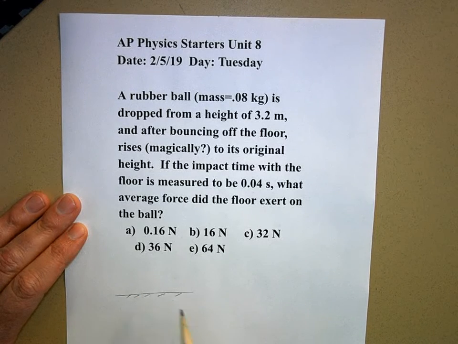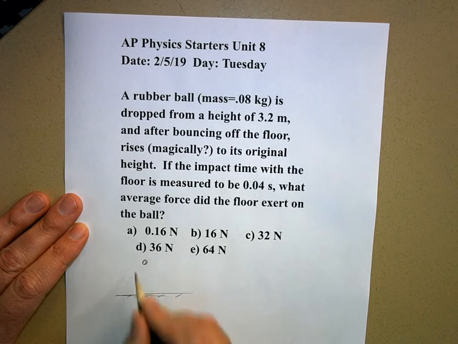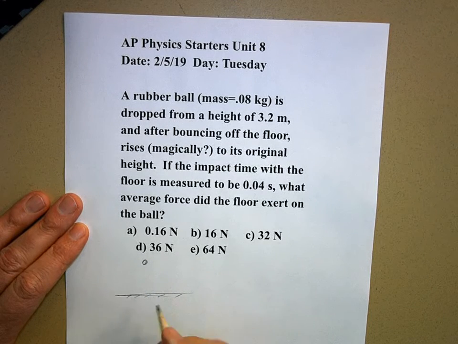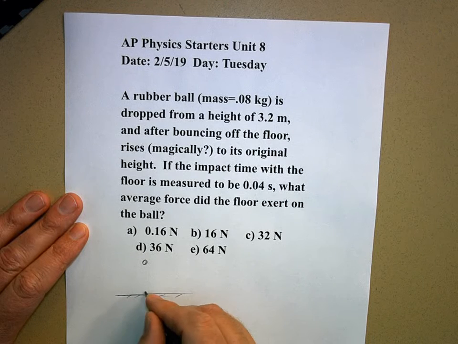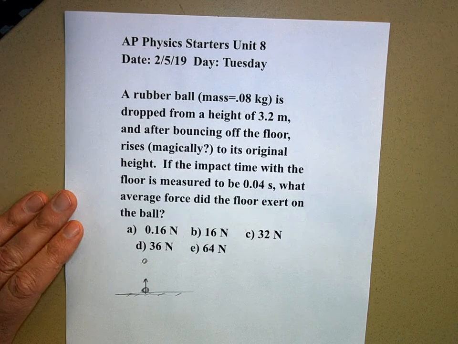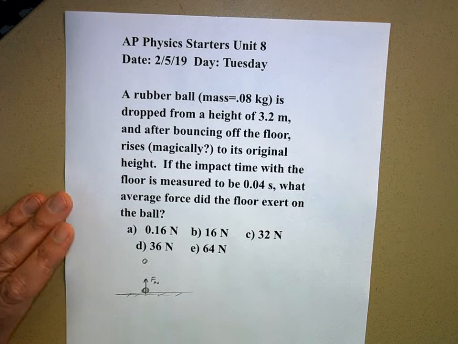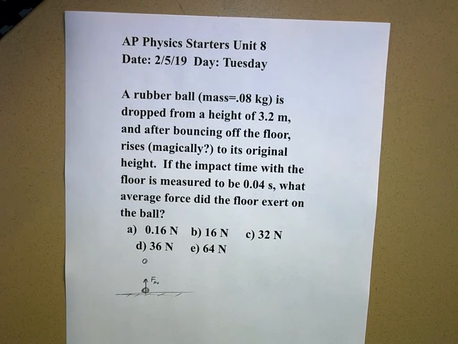So here's the floor, and here's the ball. You drop it from this height of 3.2 meters, so it's going to hit the floor here, and it's going to get an upward force like this. And we're just going to get the average force. Obviously the force, as it interacts with the floor, starts at 0 and then ramps up to a maximum, and then as it rebounds off it goes back down to 0. But what's the average force on that?